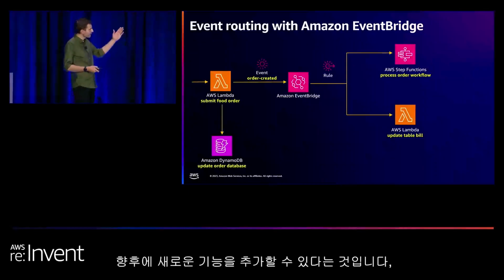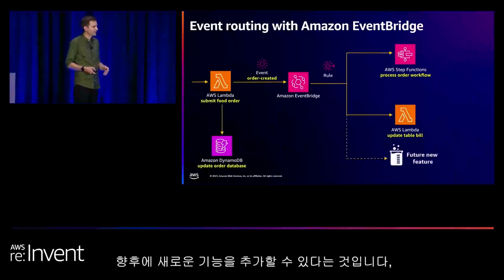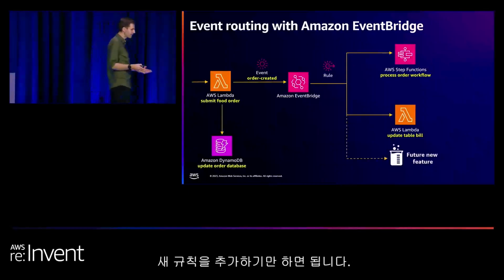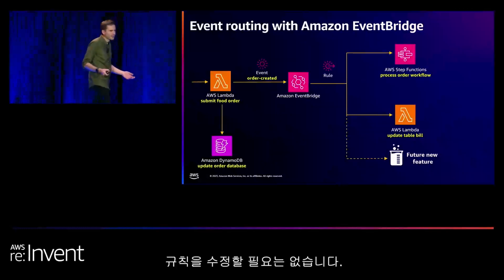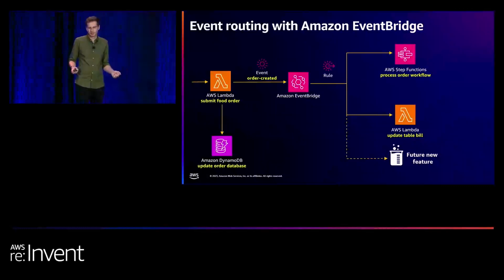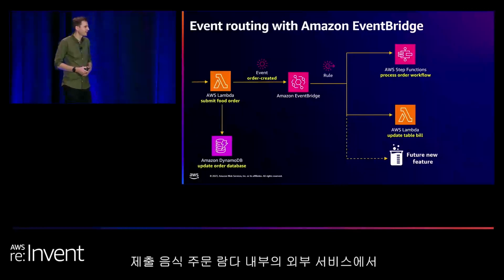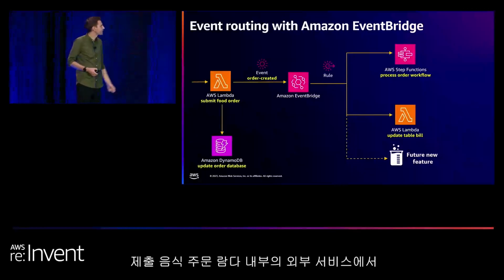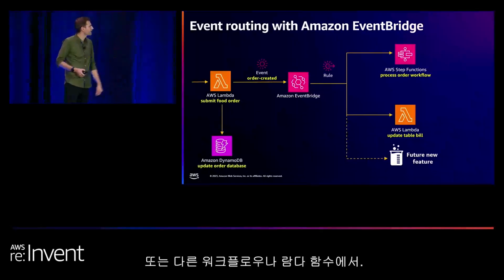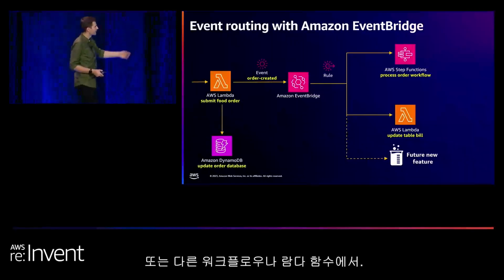Now, the great thing about this architecture is that if we were to add a new feature in the future, all we need to do is add a new rule. We don't have to modify any of the code on the outside services inside the submit food order Lambda or any of the other workflows or Lambda functions.